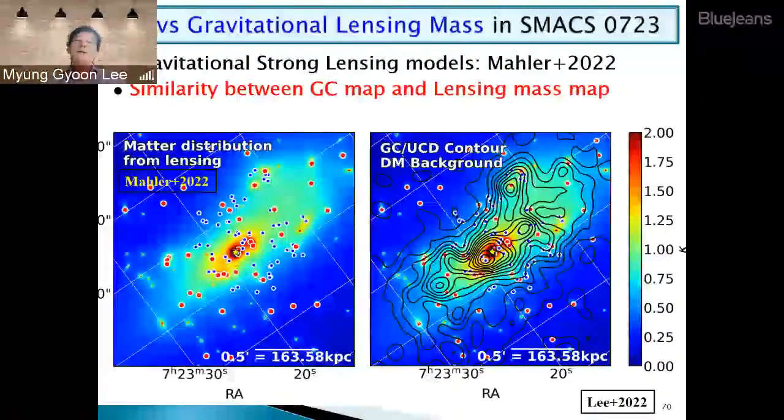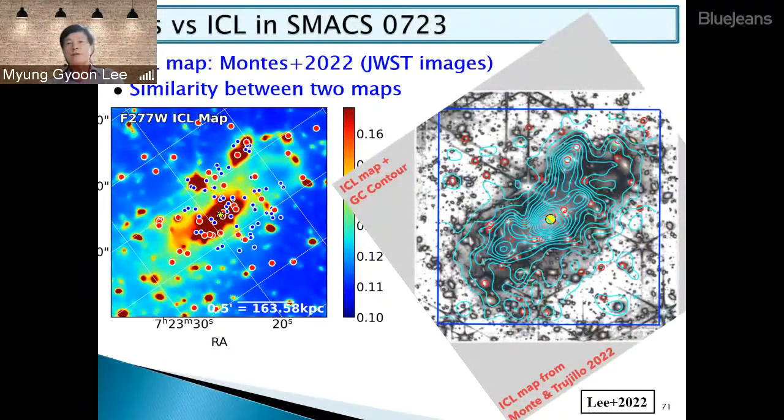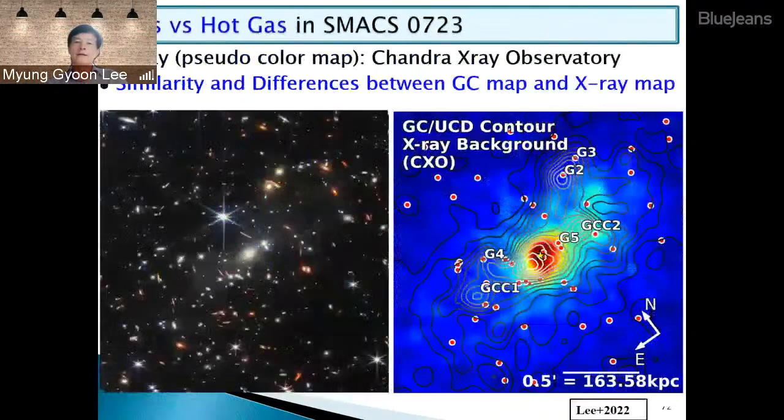You can also compare the gravitational lensing mass model map on the left with the contour map of GCs. They show some similarity. So GCs can be a good tracer of dark matter. Also, you can compare this with the diffuse intracluster light map given by Montes and Trujillo, which will probably be presented in detail by Mireia's talk next. So there is a very good similarity between the GC map and the diffuse light. Also, you can compare the GC number map with the X-ray map.